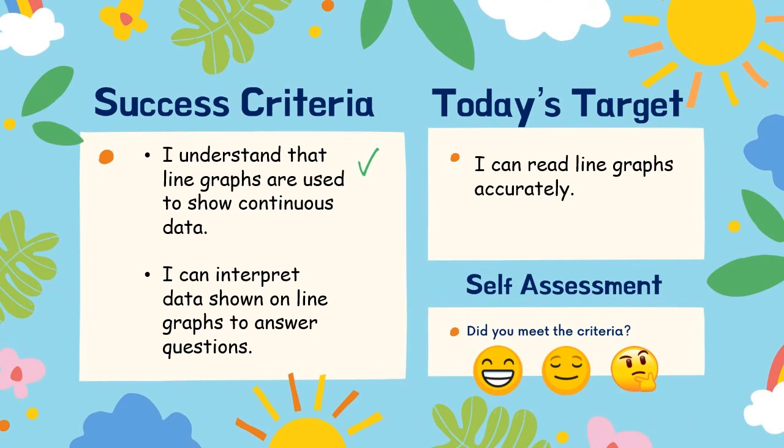Okay, now it's time to look back at today's target and success criteria and to do your self-assessment. How did you get on? Were you able to read the line graphs accurately? Do you understand that they show continuous data? And were you able to answer the questions by interpreting the data shown? Well done.